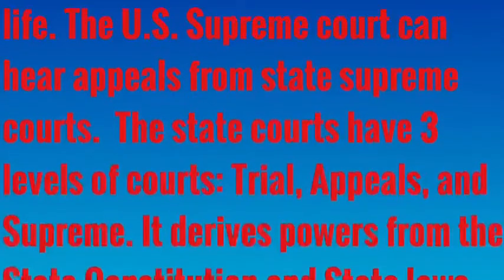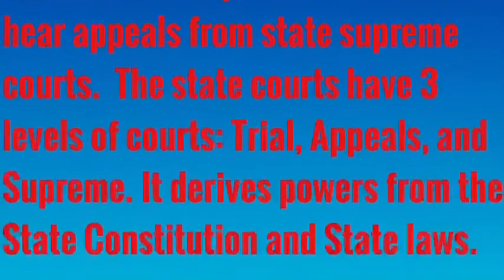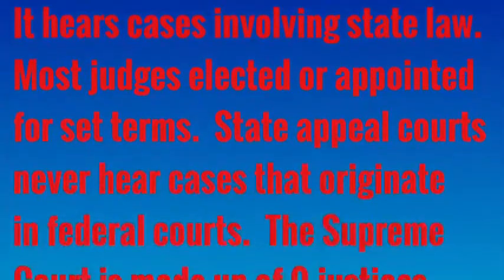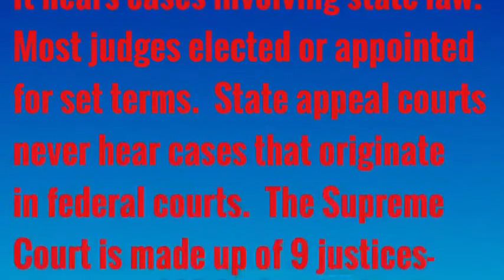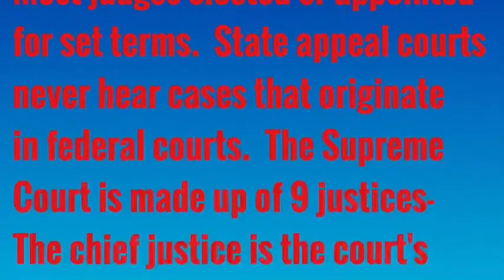The state courts have 3 levels of courts: trial, appeals, and supreme. It derives powers from state constitution and state laws. It hears cases involving state law. Most judges are elected or appointed for set terms. State appeal courts never hear cases that originate in federal courts.